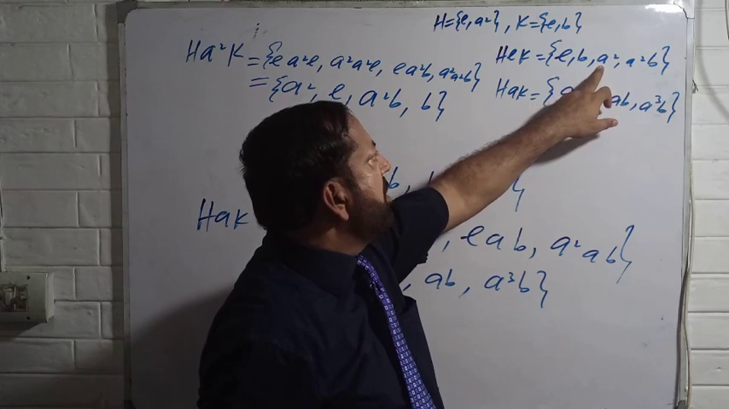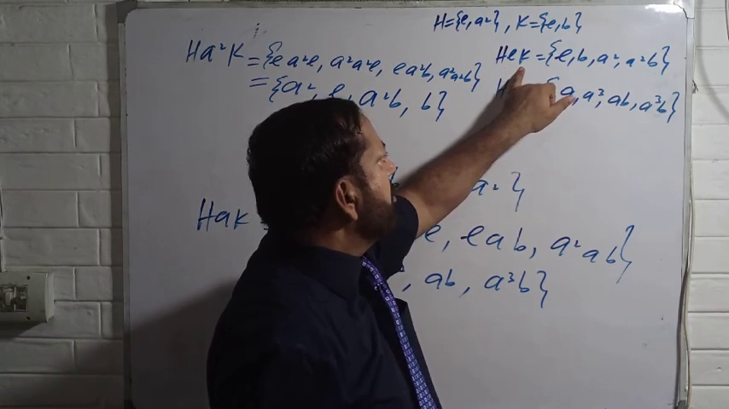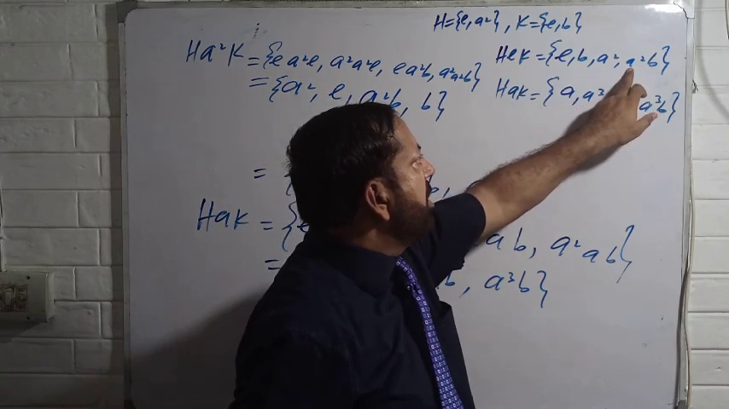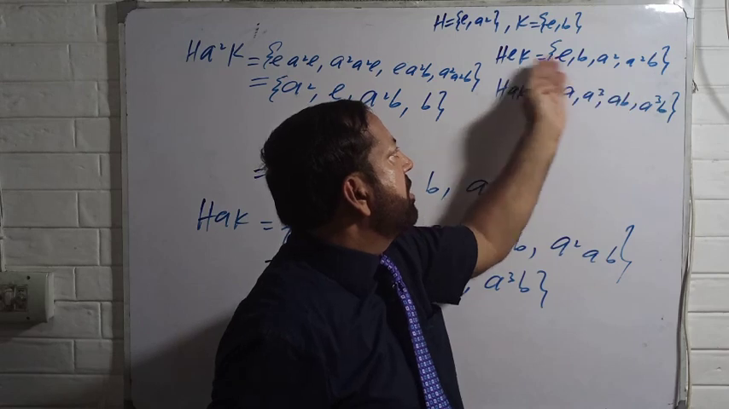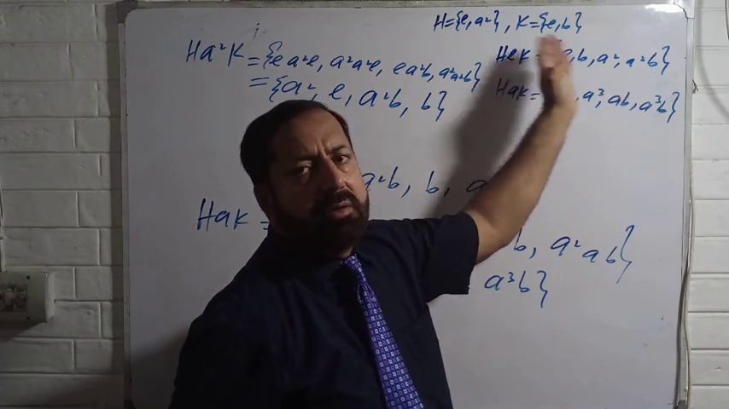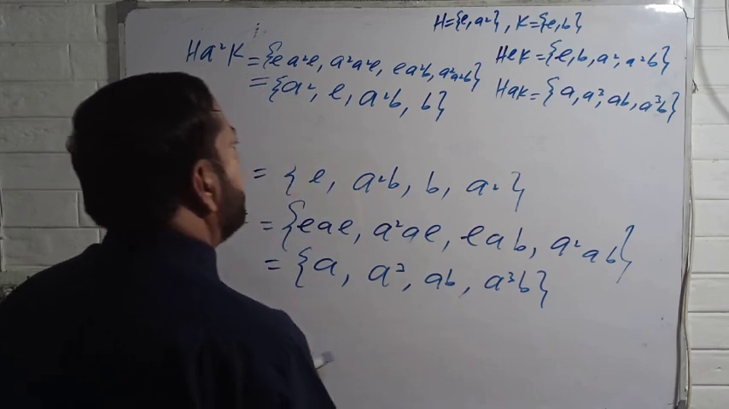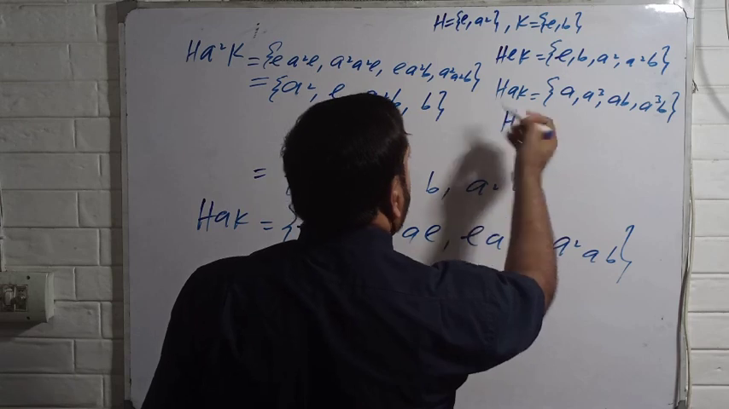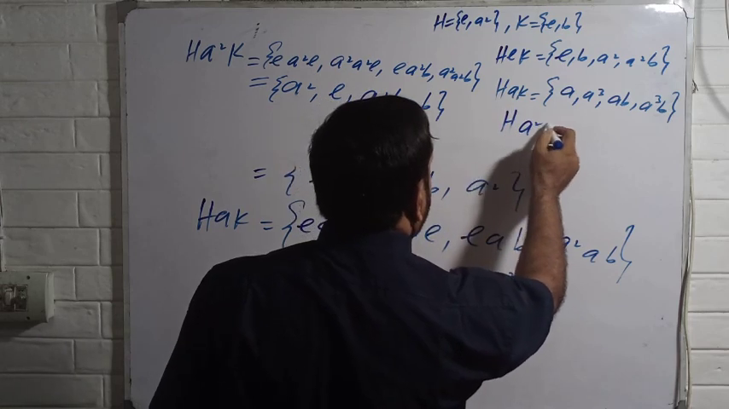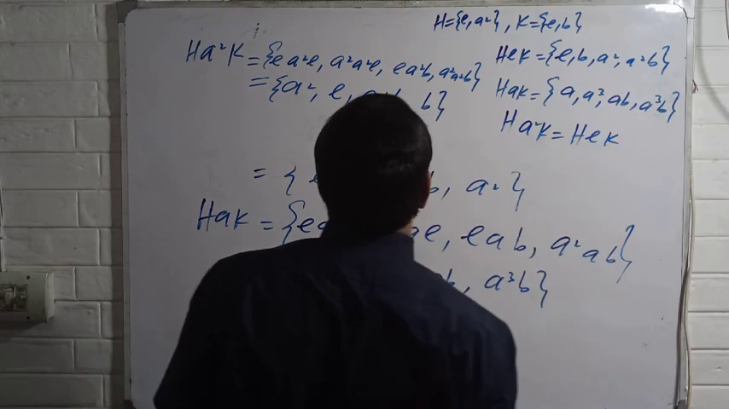So I can suspect that corresponding to A square I have HK, HEK. That's why corresponding to A square B again I would have the same double coset. So from here I deduce that, I am listing right now, H A square K is in fact HEK.